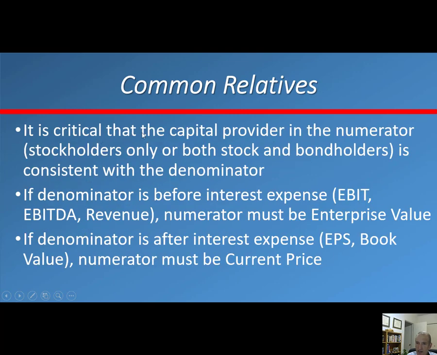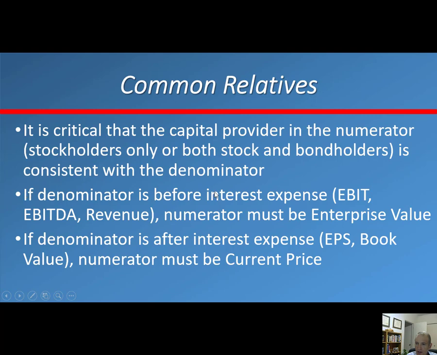So the key is whatever's in your numerator, whether it's stockholders only or both stockholders and bondholders, you need to make sure whatever's in the numerator is consistent with what's in the denominator. So remember, the numerator can be price. If it's price, that's only stockholders. If it's enterprise value, that's stockholders and bondholders. So if you're only stockholders, you want to make sure what's in the denominator is after interest expense.